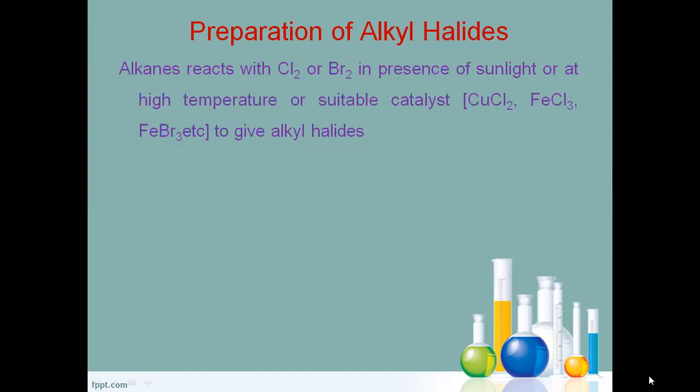Alkenes react with chlorine or bromine in the presence of sunlight, or at high temperature, or using suitable catalysts like copper chloride, ferric chloride, or ferric bromide, etc., to give alkyl halides. Let us take an example. Methane is reacted with chlorine in the presence of UV radiation to form methyl chloride.